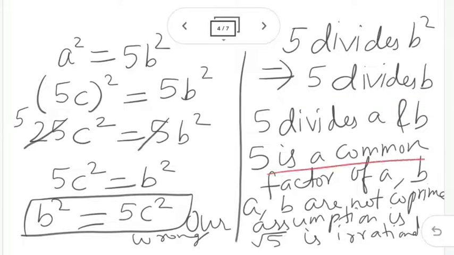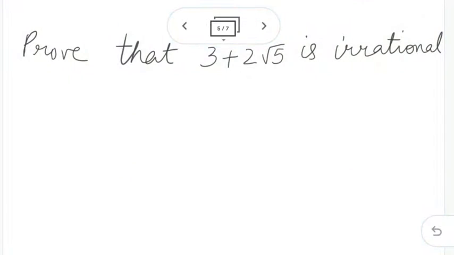So 5 is a common factor of A and B. So we prove that A and B are not co-prime. So our assumption is wrong and root 5 is irrational. So in this way we can show that root 5 is an irrational number. So you have to write all these steps and do this proof. So with this proof we come to know that root 5 is irrational number.